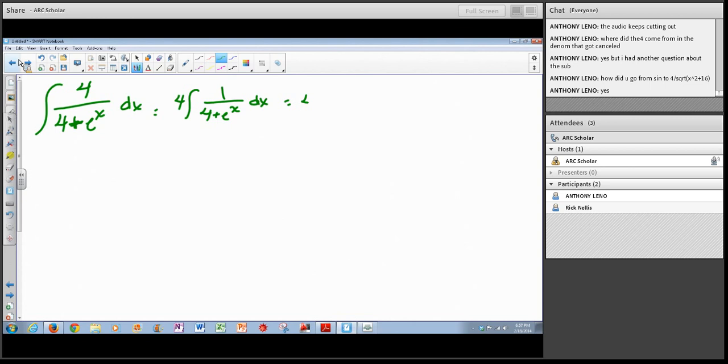Whether that's helpful or not, it's just a new perspective. Because we can't use a u substitution because we don't have another e to the x. We can't use partials because it's not linear or quadratic or polynomial. Are we supposed to just find the integral? So just find the integral. There's no limits of integration.